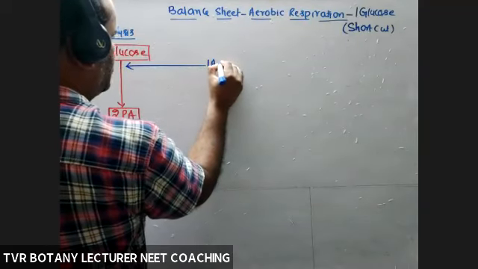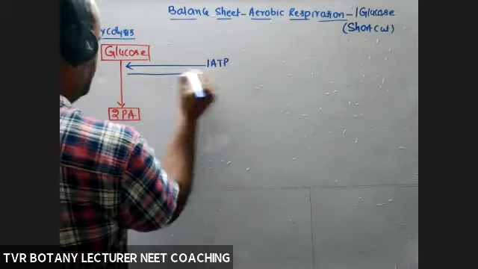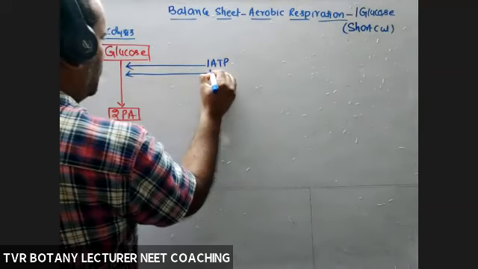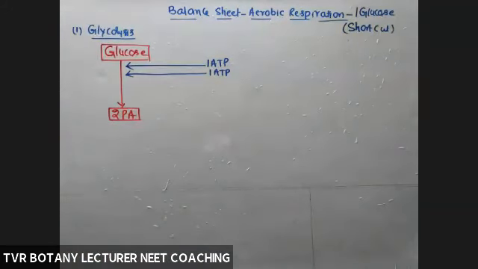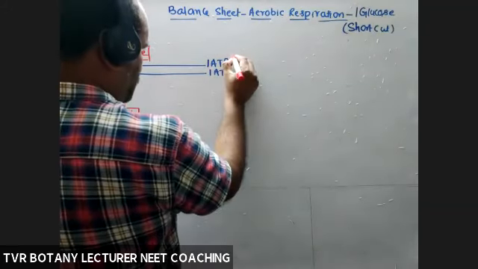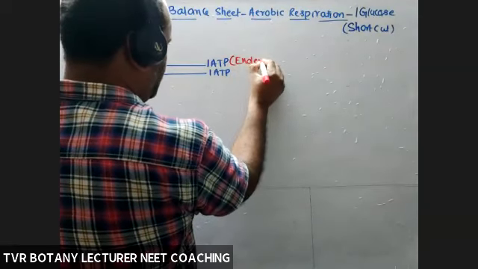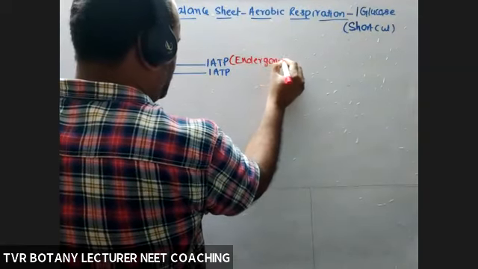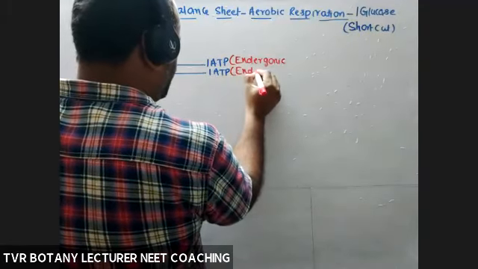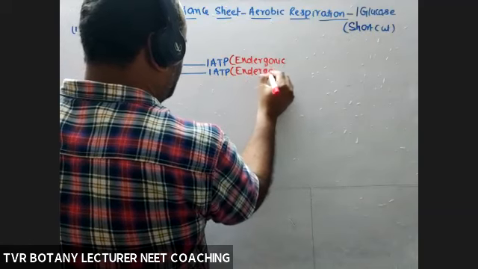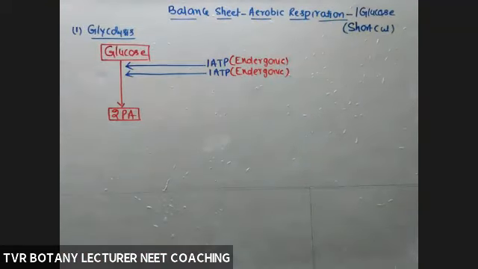So here one molecule of ATP is consumed. One more ATP molecule consumed. So these two are endergonic reactions. Already we discussed, but up to certain extent only, not completely. This is a complete shortcut.